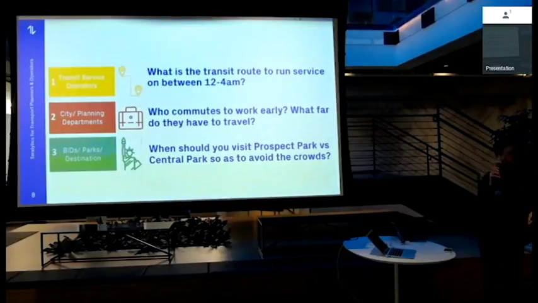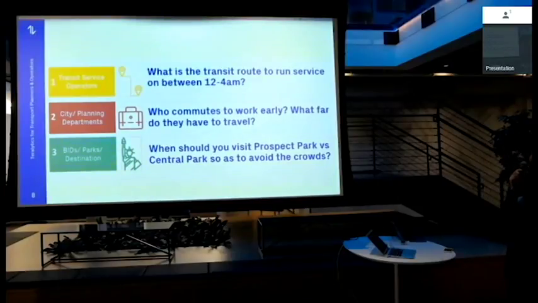So I'm going to make it hopefully a bit more interesting by seeing if you know the answers to these questions. So we have a lot of transit operators who ask us, where should I put my next route? Where should I run service? So I'm going to show you a demo of New York next.